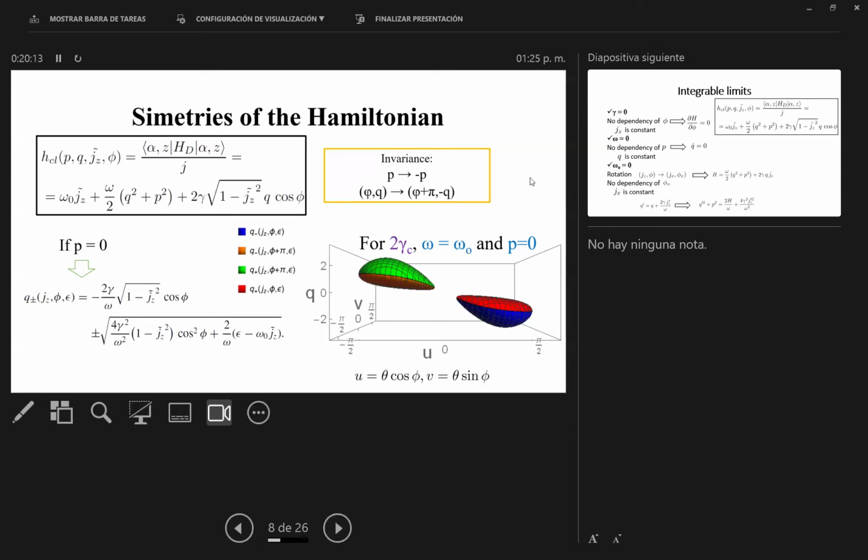I have a question. Here you said if P equals 0 and then Q is equal to something, how did you get this, the left part? Basically, this is a plot of the function Q plus minus, that depends on two variables, theta, phi, and epsilon. And if we plot this quantity in 3 dimensions, it is this globe, these two globes.